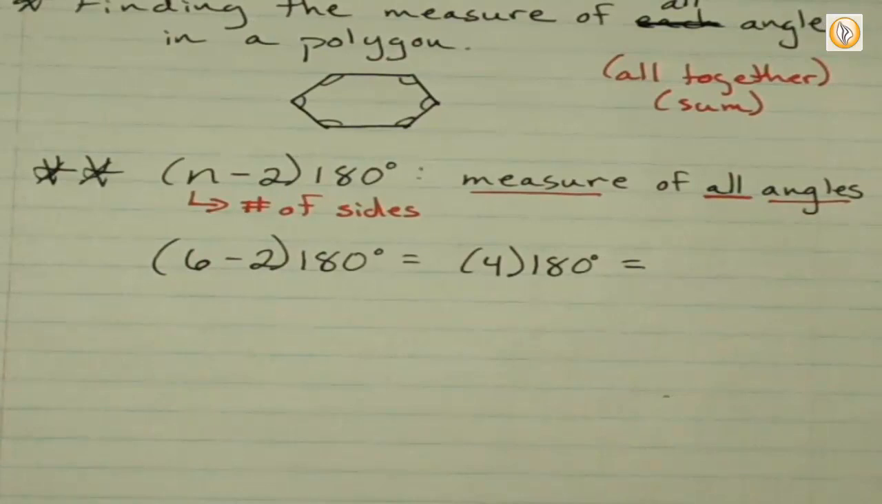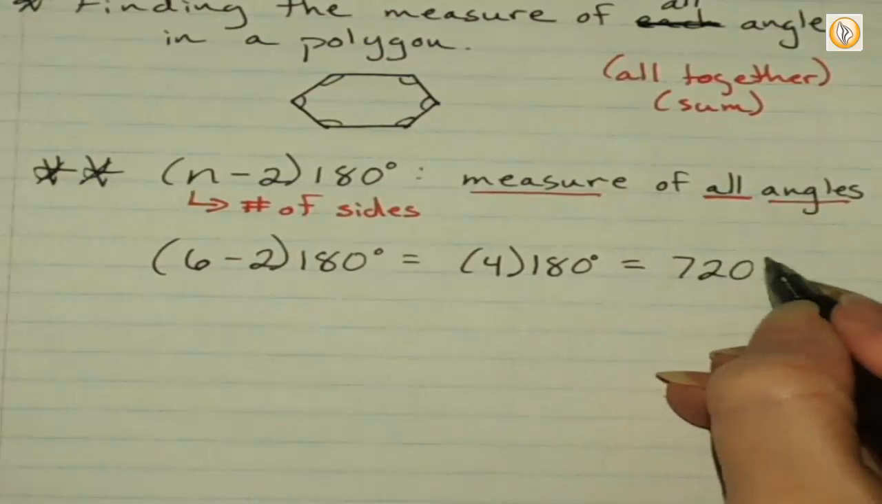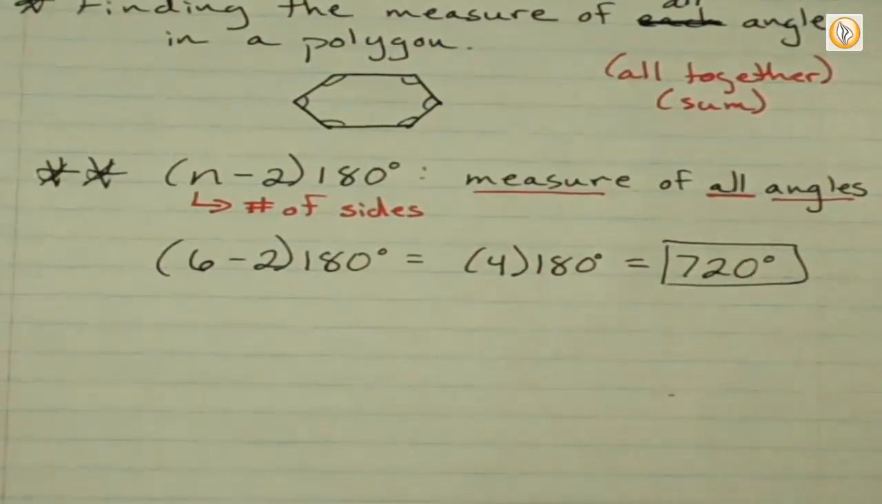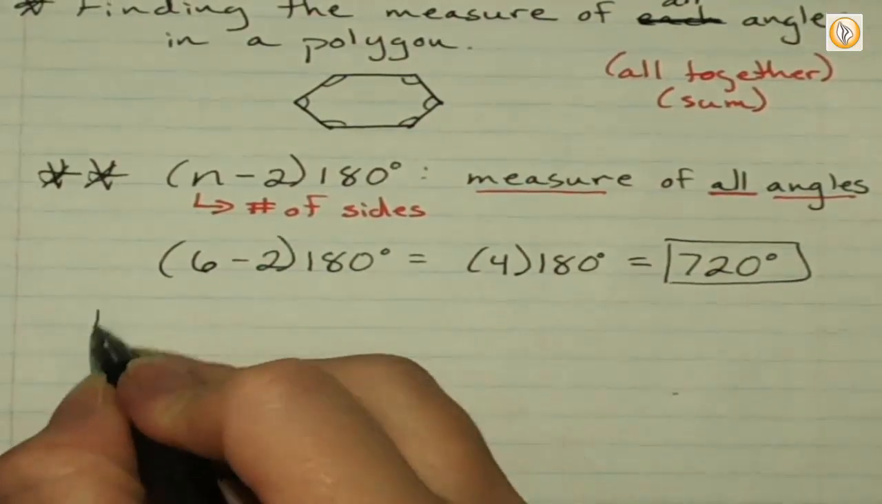First person with the answer, raise their hand. 740. Close. 720. I said 40 by accident. Bingo. That's how you find the measures of all angles. Let's do another one.